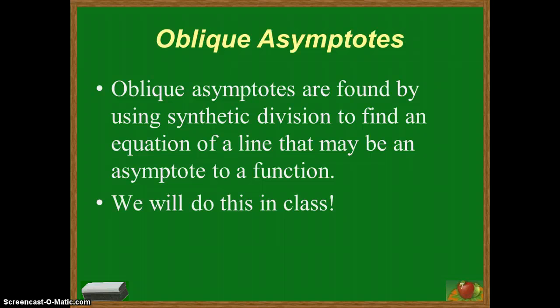There's also another type of asymptote called an oblique asymptote. Oblique asymptotes are found by using synthetic division, which I think you may have had in Algebra 2, but have probably forgotten, to find the equation of a line that may be an asymptote to a function. We will do this in class because I'm going to give you a review of synthetic division, and it's a lot easier to do it in class than on this video.